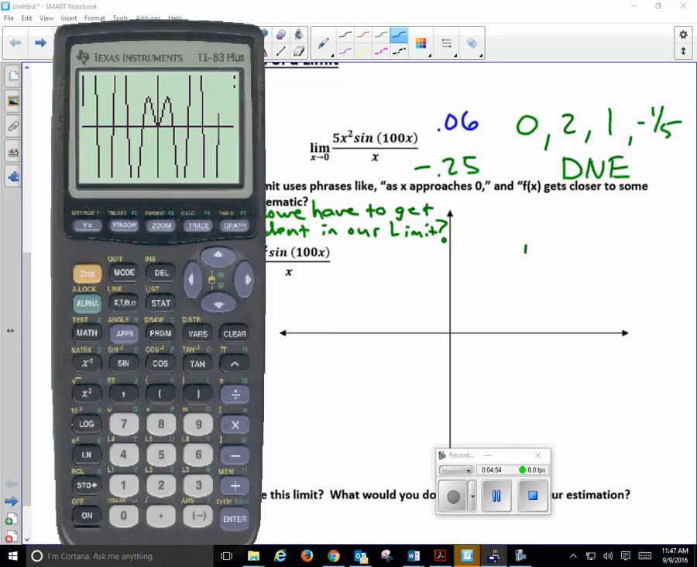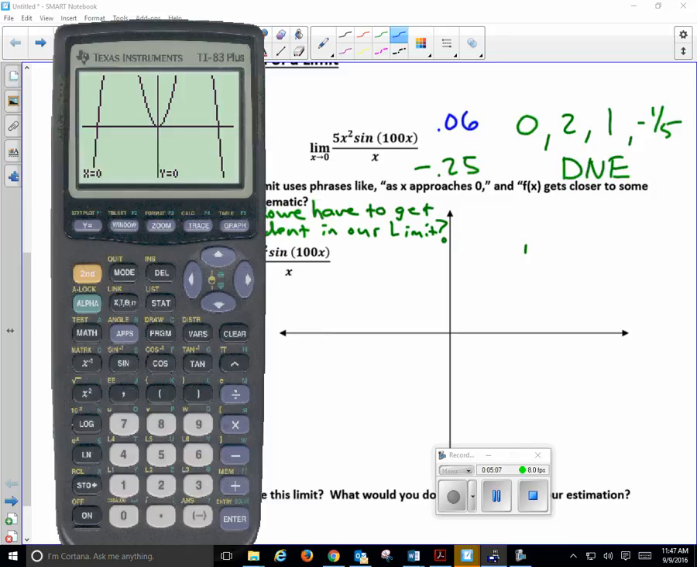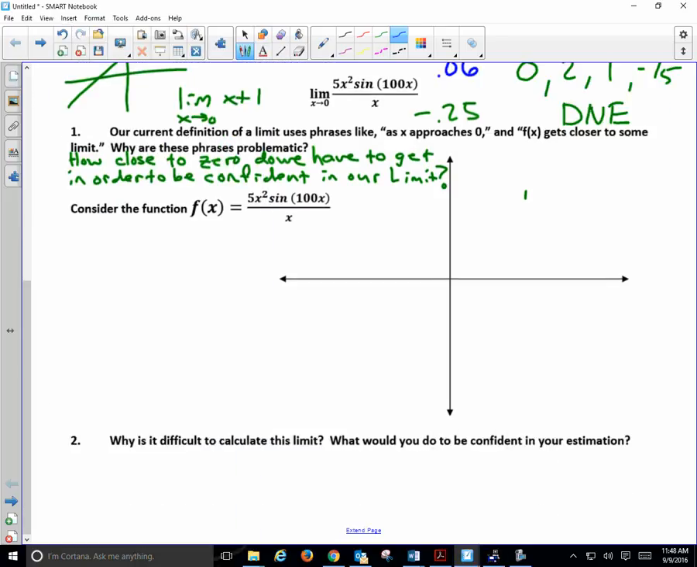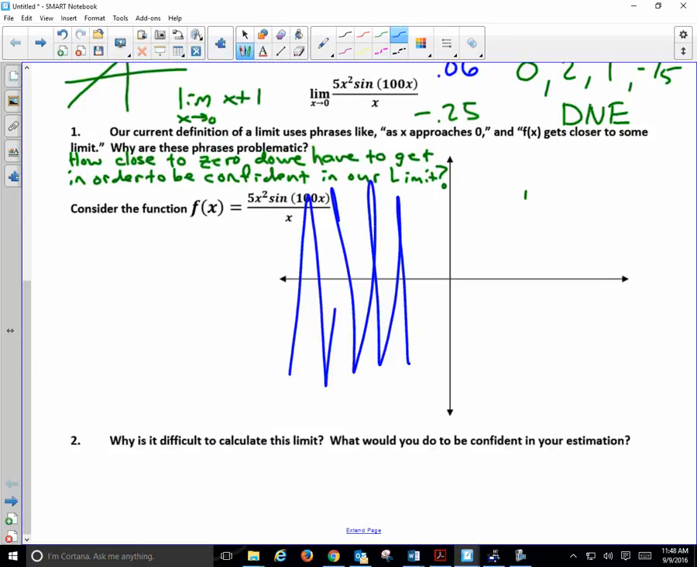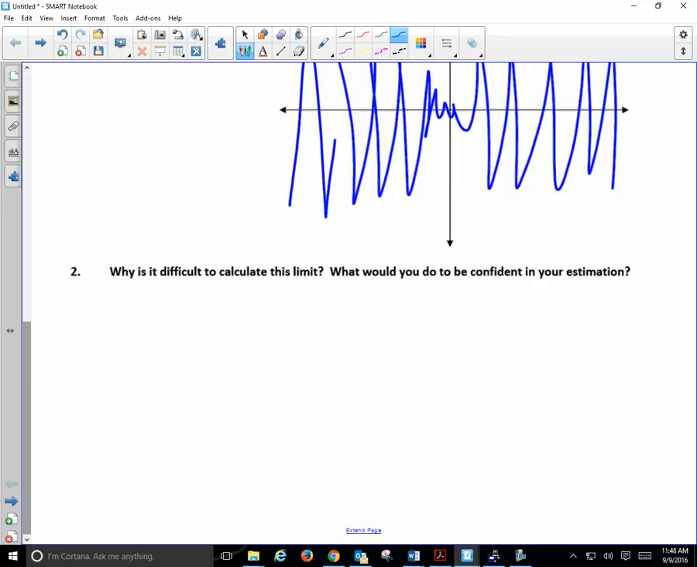It sure looks like 0. And if we zoom in again and got 0 again, we could be much more confident. I'm very confident at that point. Wouldn't you guys agree? So look at what had to happen. Here's where we're at. Consider this function. It goes like that. Well, how do you know what the limit is? It's so difficult to be able to tell as you look at it.